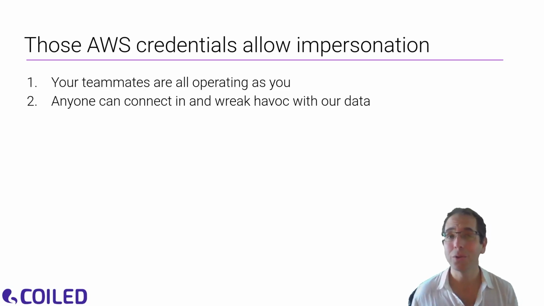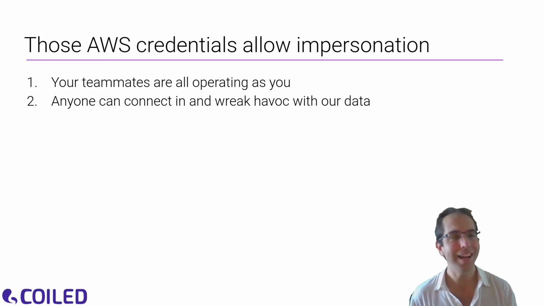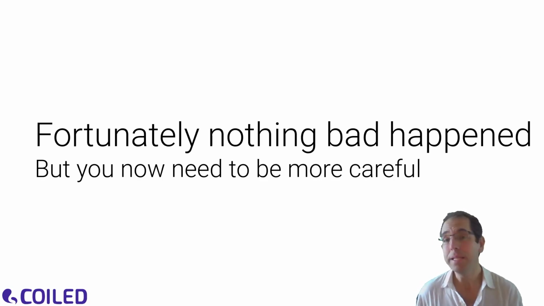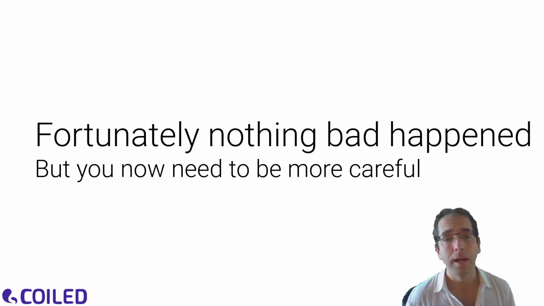Those AWS credentials also allow for impersonation. So it's likely that at this point, you've been successful enough that you showed this to your team, and they were also very excited. You've probably given them access to that cluster, but they might be operating as you now. They need to manage their own credentials on those Kubernetes clusters. And this is again, fine, but IT would prefer that you didn't do that. So fortunately, nothing bad happened, but you now need to be a little bit more careful.